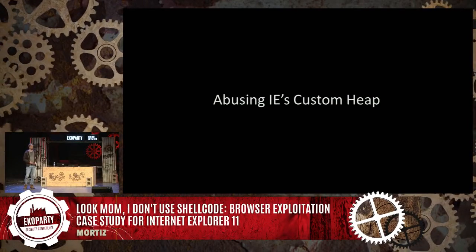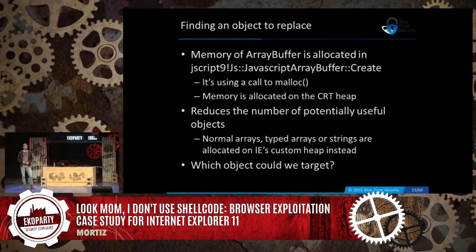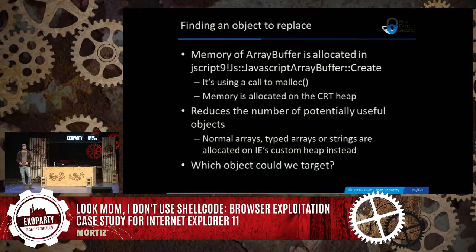So how do we actually turn that into code execution? First of all, in order to find some interesting object, you have to see where the memory is actually allocated.